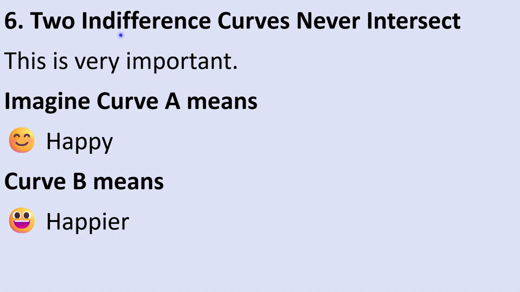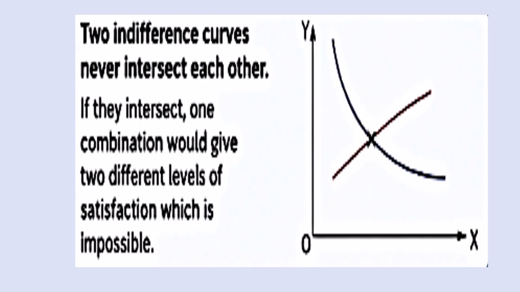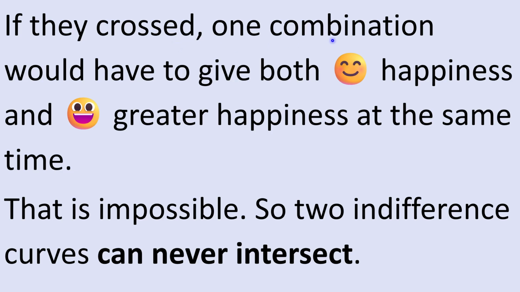Number 6. Two indifference curves never intersect. This is very important. Imagine curve A means happy, curve B means happier. Two indifference curves never intersect each other. If they intersect, one combination will give two different levels of satisfaction, which is impossible. If they cross, one combination will have to give both happiness and greater happiness at the same time. That is impossible. So, two indifference curves can never intersect.